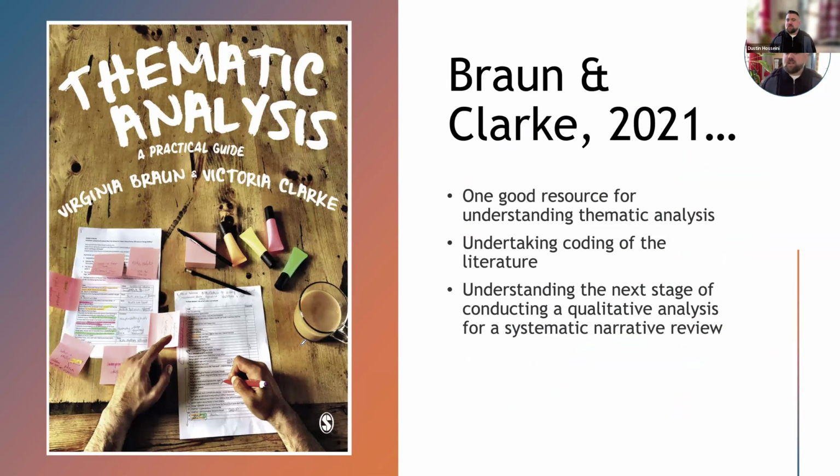They give a good overview of thematic analysis, how to code the literature, and understanding the next stage of conducting a systematic narrative review, which would be qualitative analysis. So doing a systematic review is a few stages. The first part is you identify your research question. The second part is you search for the literature, which will take longer than you think. And then the next part is analyzing that literature and also documenting how you have done that.